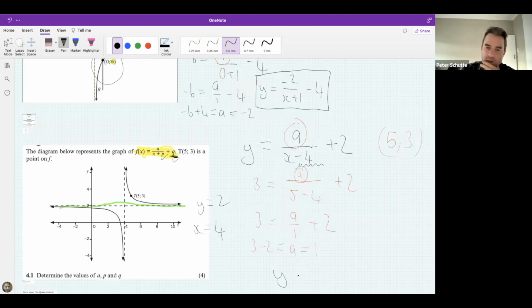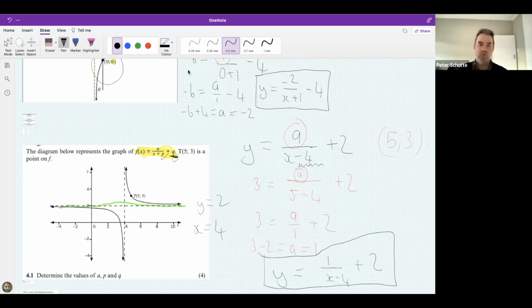And so the equation of the hyperbola is going to be 1 over x minus 4 plus 2. Where did we get the 3 from? Good question, Zetu. On my graph, can you see that there is the point 5, 3? Now that's the x coordinate and that's the y coordinate. So I'm subbing that point into this expression here.